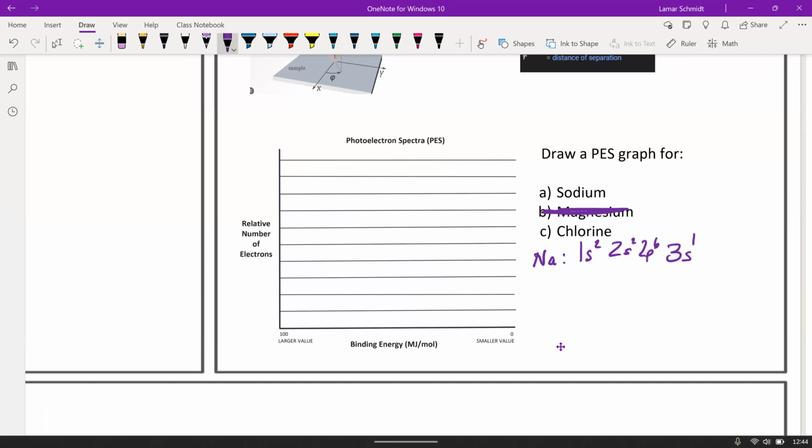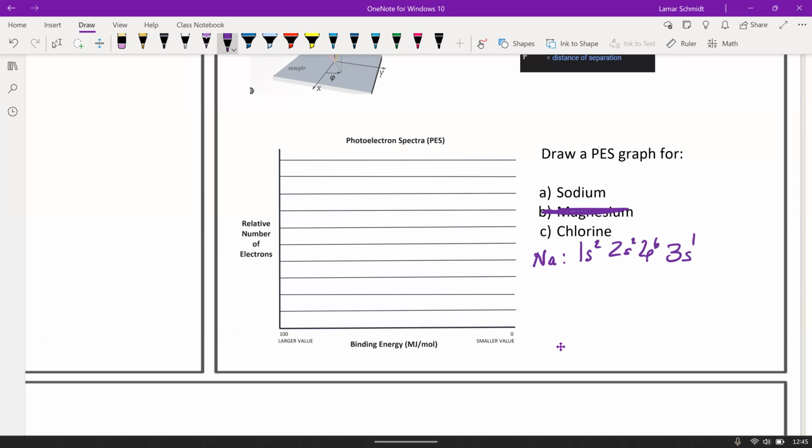Now, how can we know whether we have the right configuration? We can do what? We can count. And if this is a neutral charged atom, sodium has 11 protons. This should have 11 electrons. You see that? And there we go. Now, we're going to draw our photoelectron spectrum on this graph.